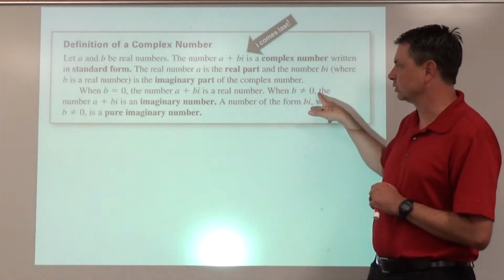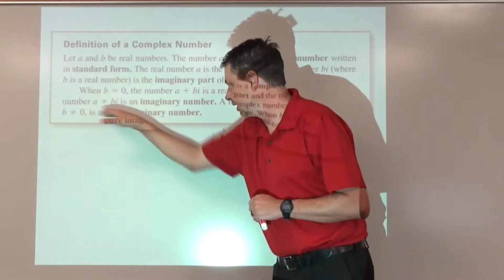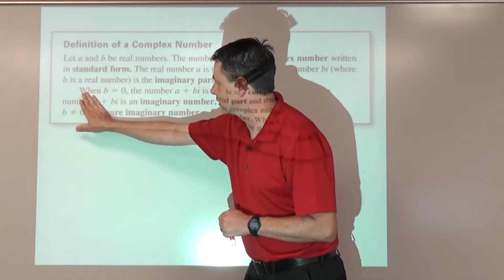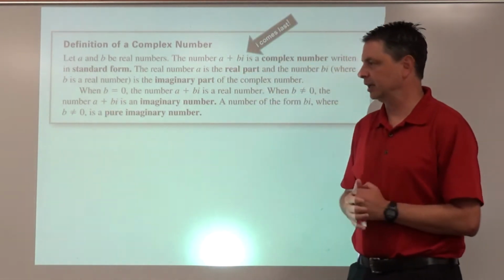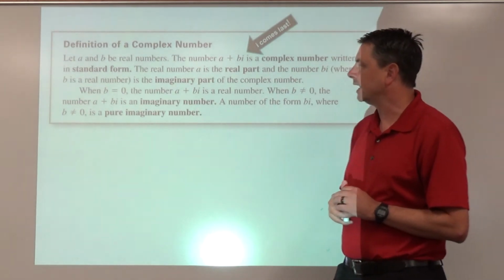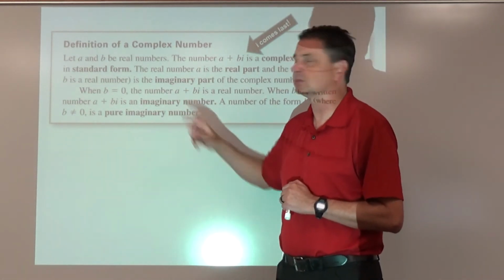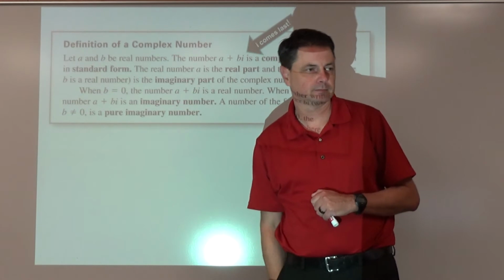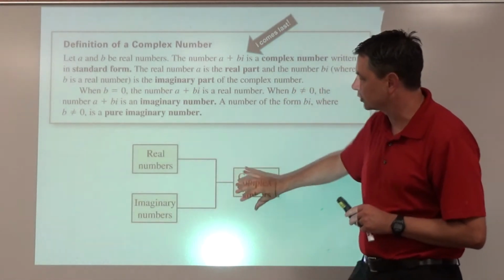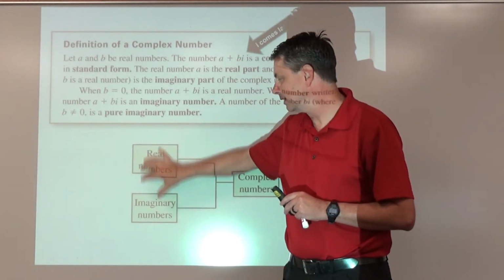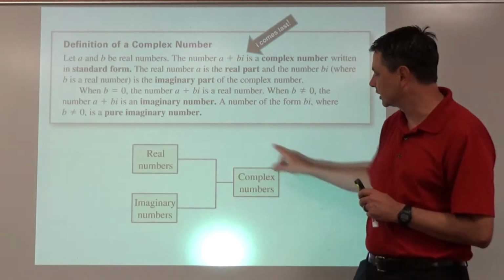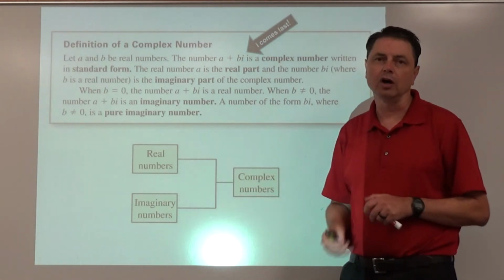When b does not equal 0, we get an imaginary number. And if it doesn't have a real part, so a is 0, then it's purely imaginary. So like 5i is purely imaginary, whereas 2 minus 7i would just be imaginary. So in terms of the complex numbers, they are made up of real numbers and imaginary numbers. All put together, we get the overall encompassing set of complex numbers.